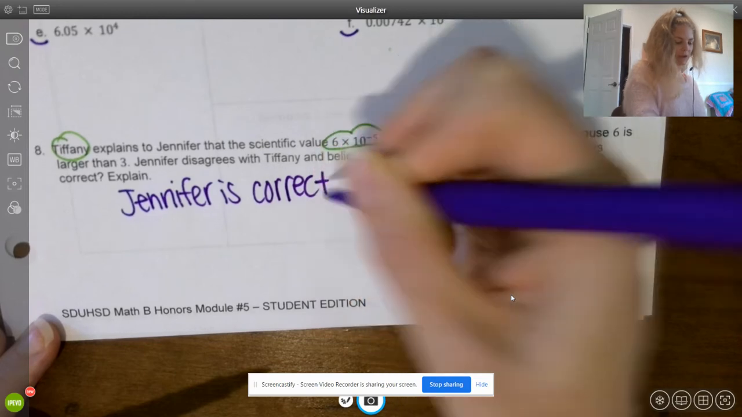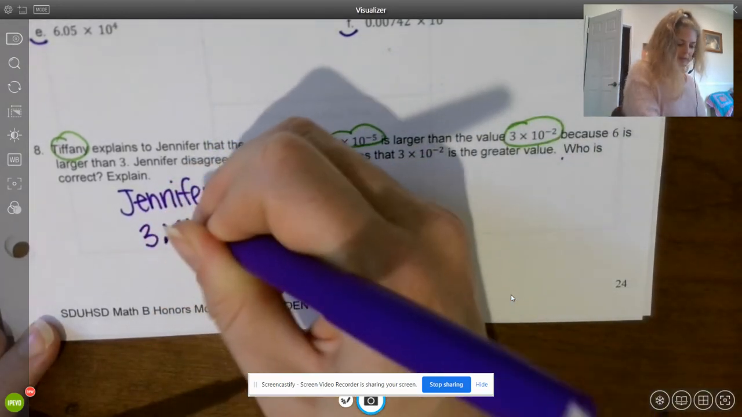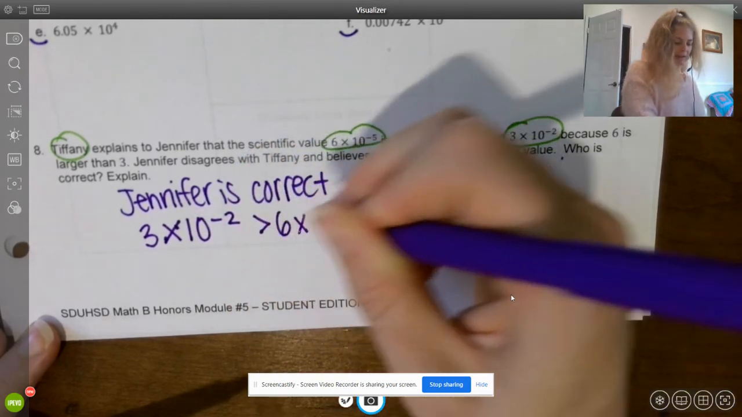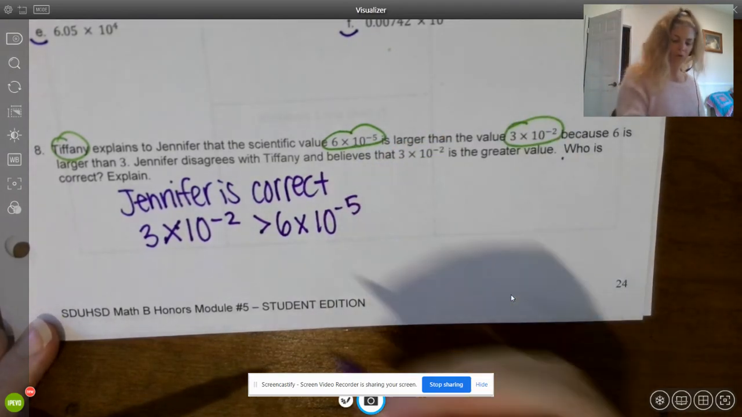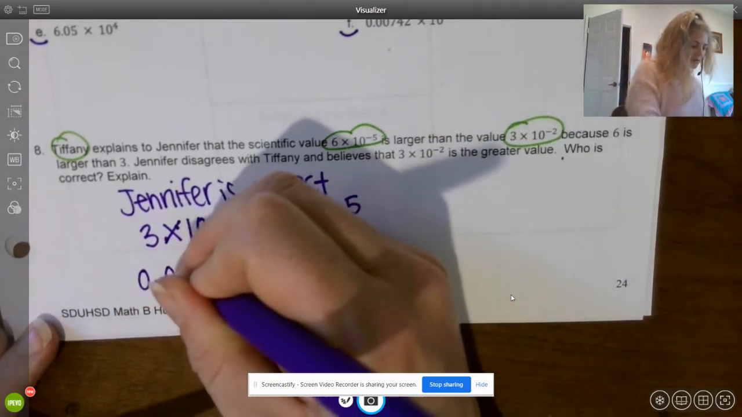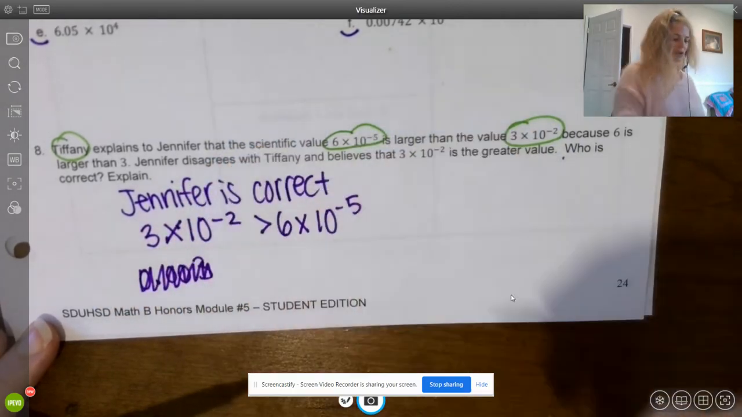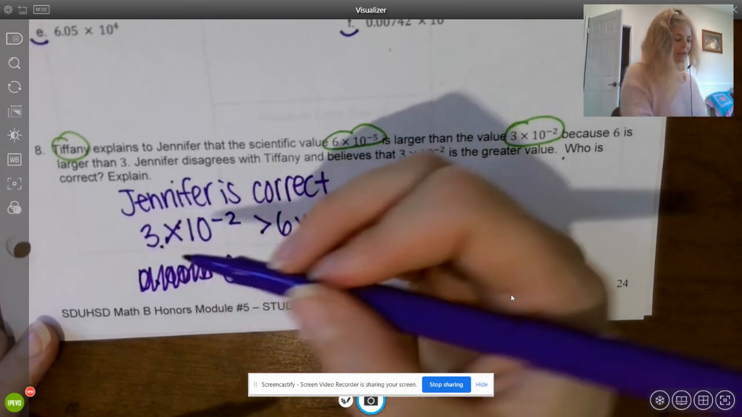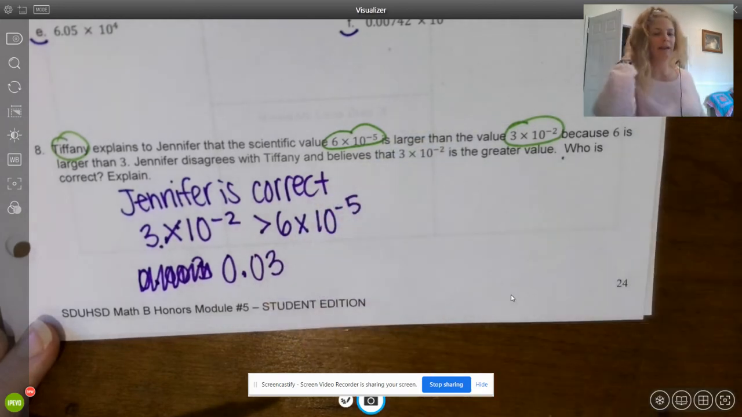Jennifer is correct. And we can say that 3 times 10 to the negative second is actually greater than 6 times 10 to the negative fifth. And if we wanted to rewrite them in standard form, you could. Oops, I went over one decimal place too much, you guys. If you had the 3 and you went 2 decimal places to the left, you just have 1 0 to the right of the decimal place.